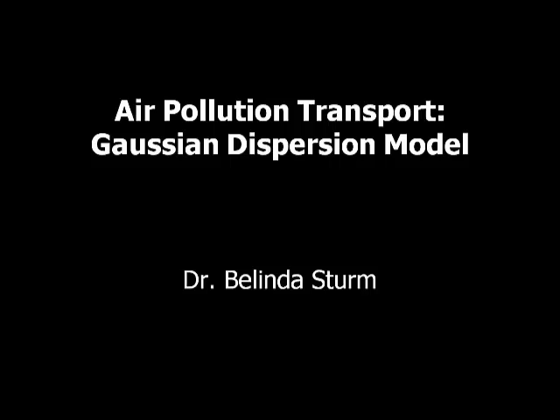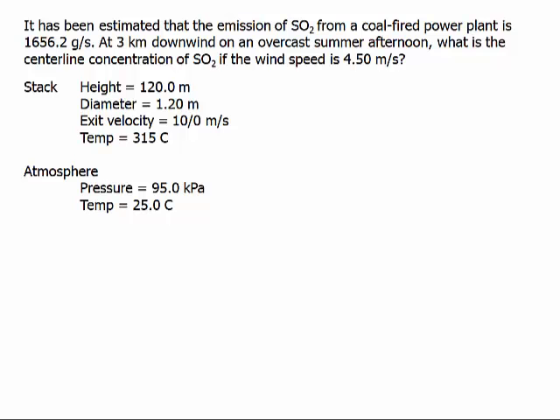In this module, I'm going to walk you through a Gaussian dispersion model that is used to model air pollution transport downwind of a stationary source. There are two examples in your textbook I'd like to point you to. You should be able to work these in your textbook.